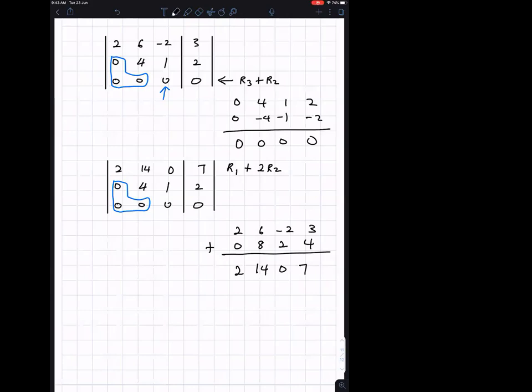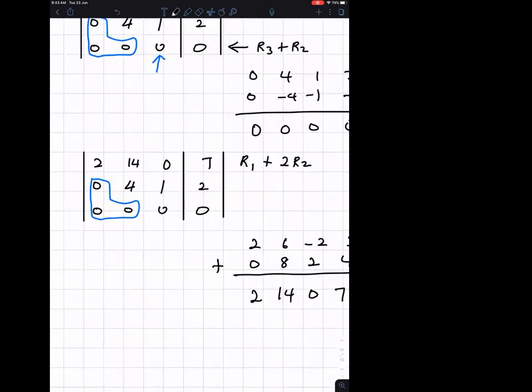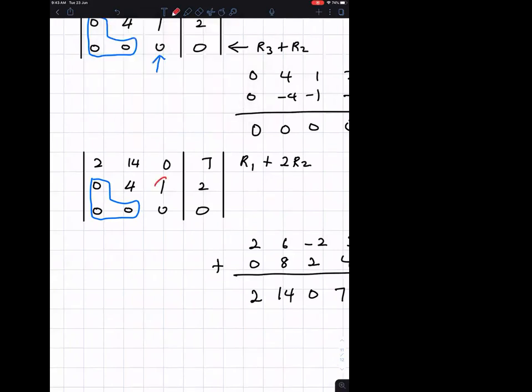Okay, now at this point, what else can I do? If you look carefully, this is one of the two other entries to the left that I can try to make go to 0.